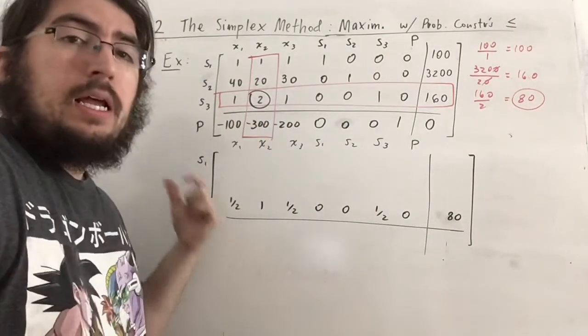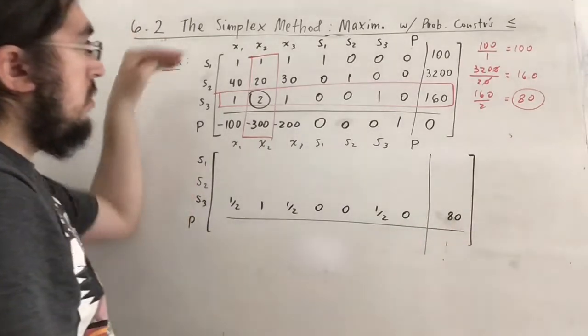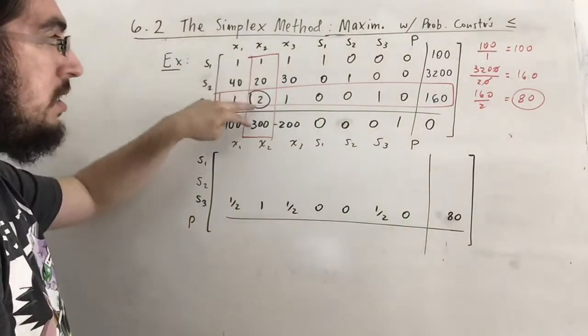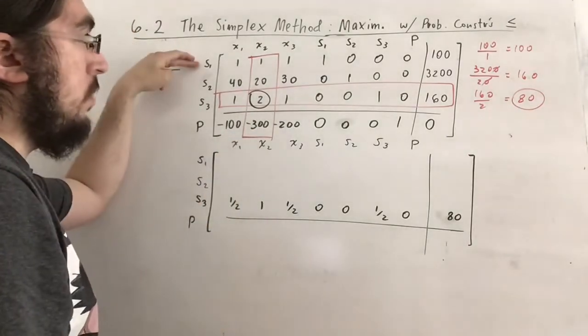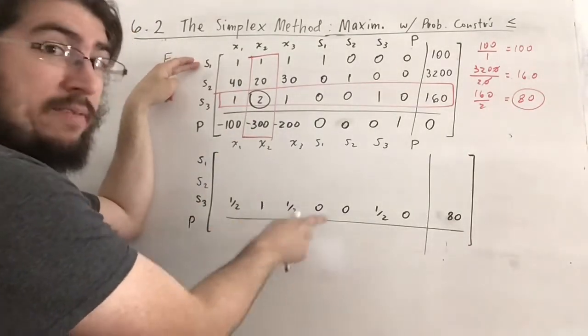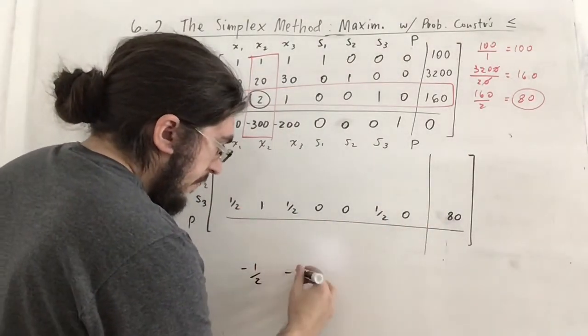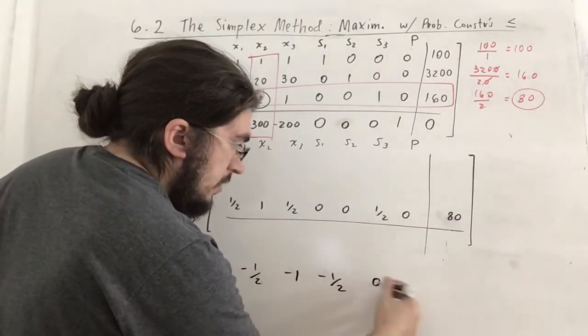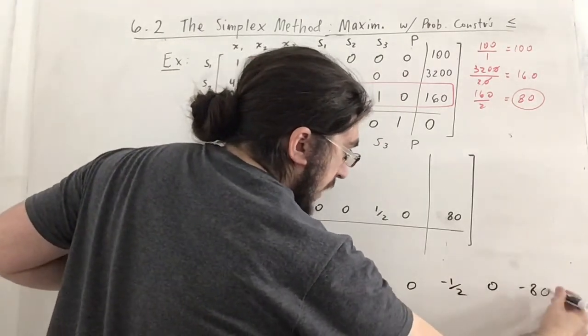And there it is. Now we're going to multiply this by certain values to start to eliminate each of these other entries in this pivot column. So let's start with the first one. If we multiply it by negative 1, it'll be negative. So let's make these negative. The zeros are still zeros, negative 1/2, 0, and then negative 80.